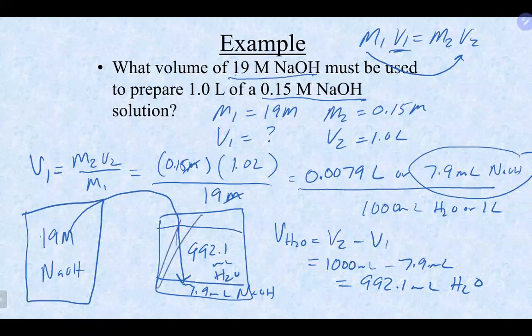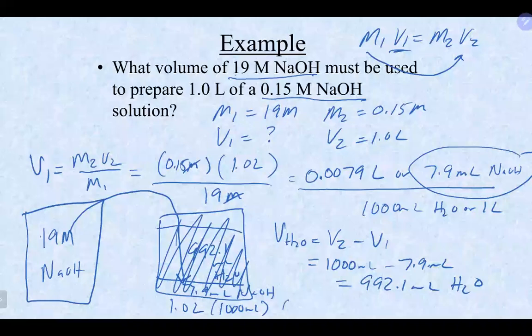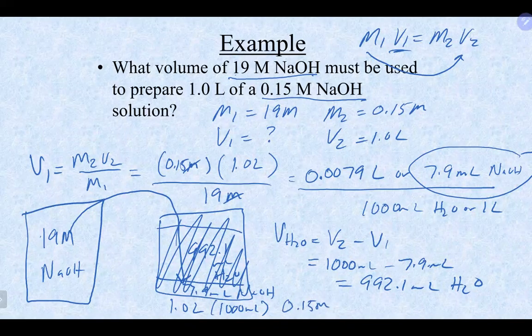At that point, we would mix this together really well. And what we should have now is basically 1 liter or 1,000 milliliters of a solution that has a concentration of 0.15 molar. Any questions on that there? All right, so why don't we try another one here?